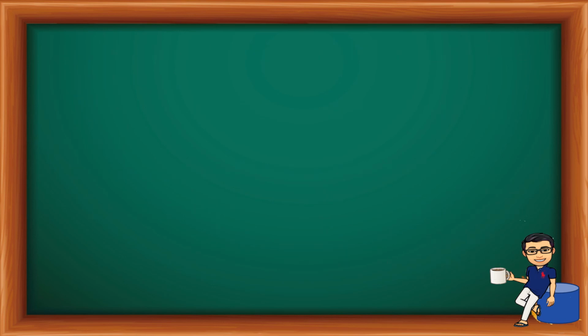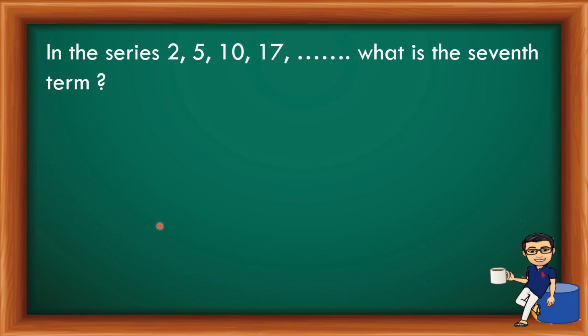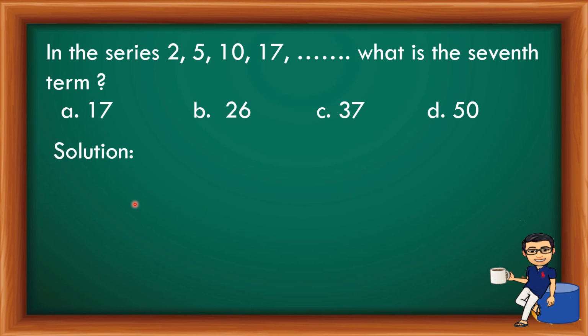Okay, let's proceed with this item. In the series 2, 5, 10, 17, what is the seventh term? From the given, we have only 4 terms: 1, 2, 3, 4. So we need to look for the seventh term. Let us try to see our choices: A 17, B 26, C 37, and D 50. So let's proceed with the solution by just getting the pattern.